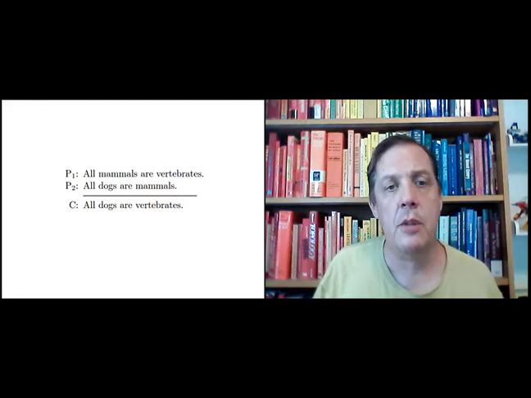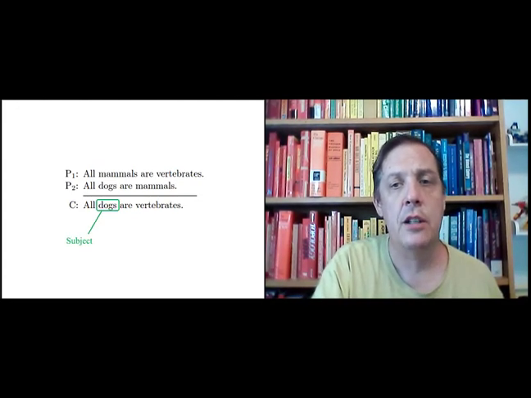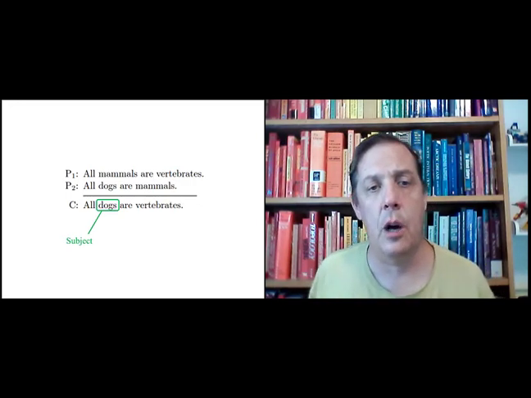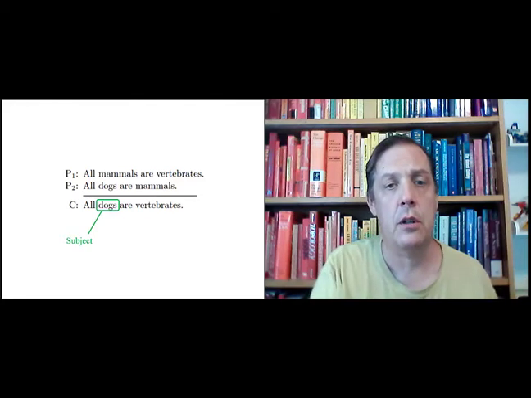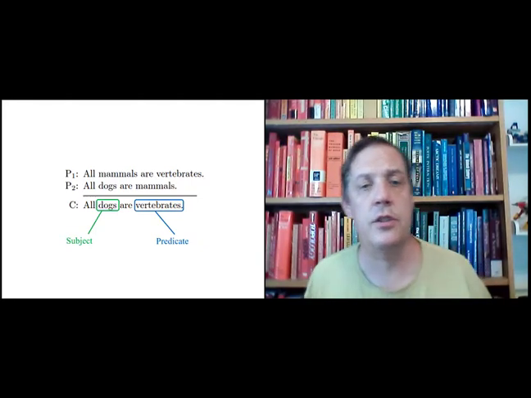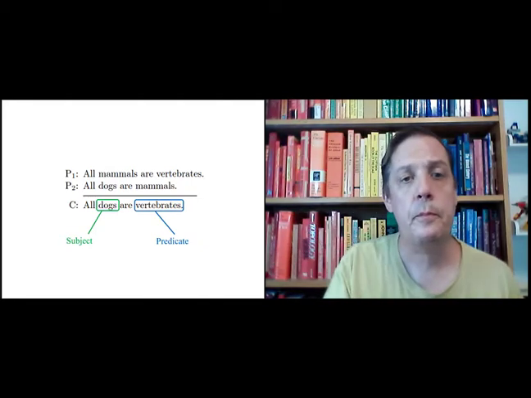So this argument has three terms spread across three premises. The subject term is the subject of the conclusion, right? We base the names off of what's going on in the conclusion. So the subject term is the subject of the conclusion. The predicate term is the predicate of the conclusion.